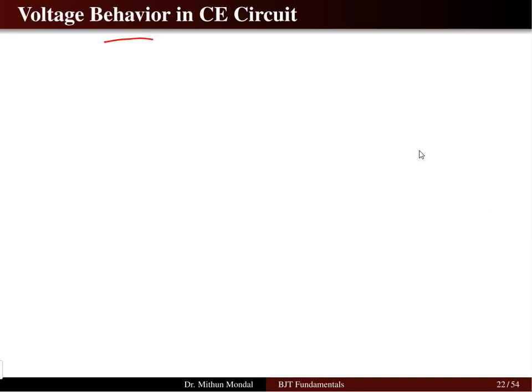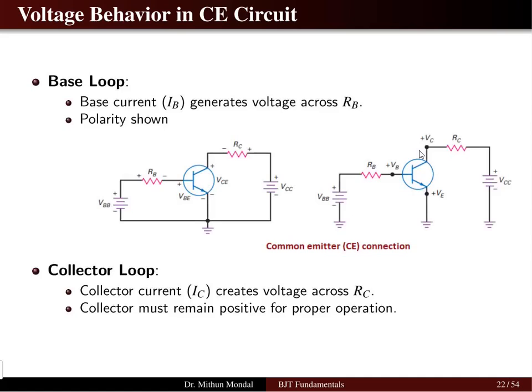Now, what is the voltage behavior in the common emitter configuration, where the base current generates a voltage across RB? You have the resistor RB and a source VBB connected. There will be a base current flowing through the base region of the transistor, and the polarity of the potential across RB, in accordance with the passive sign convention, is shown here.